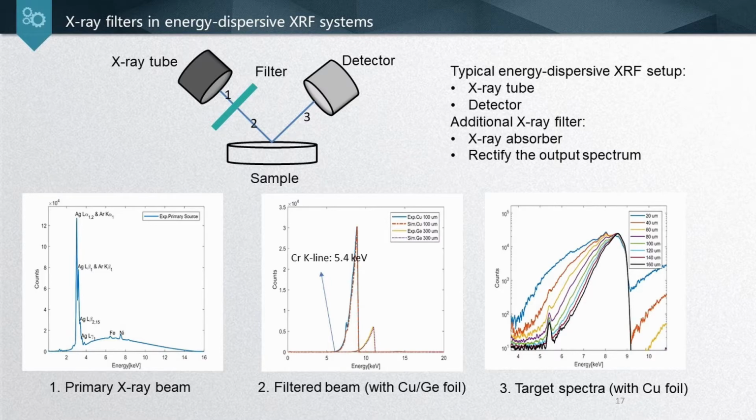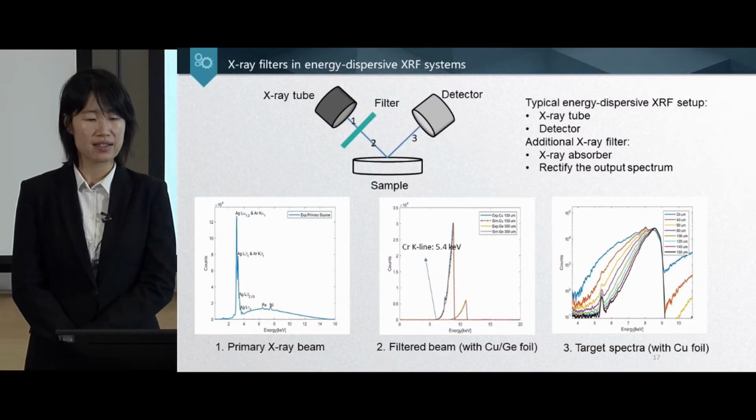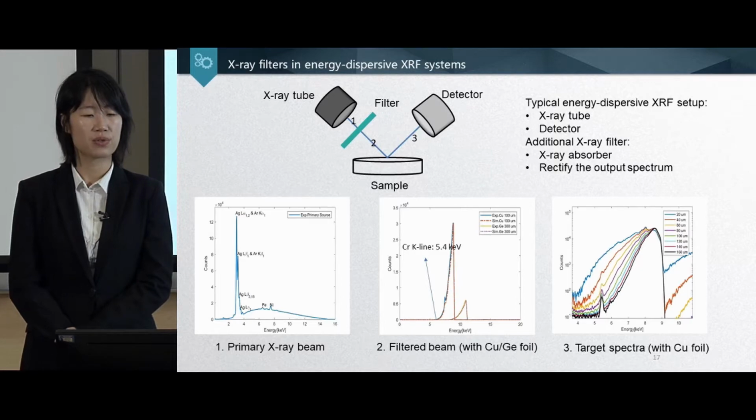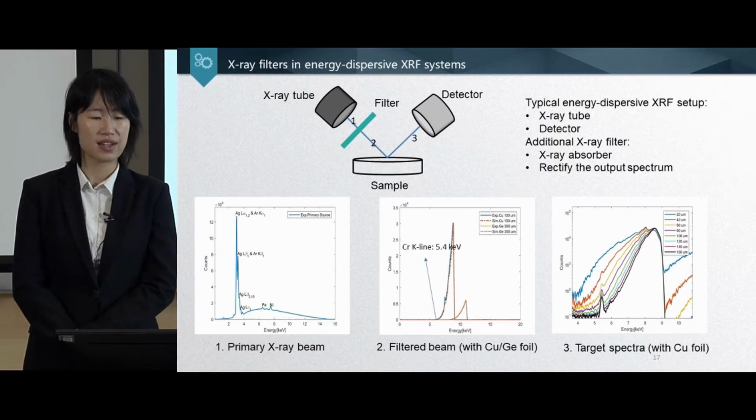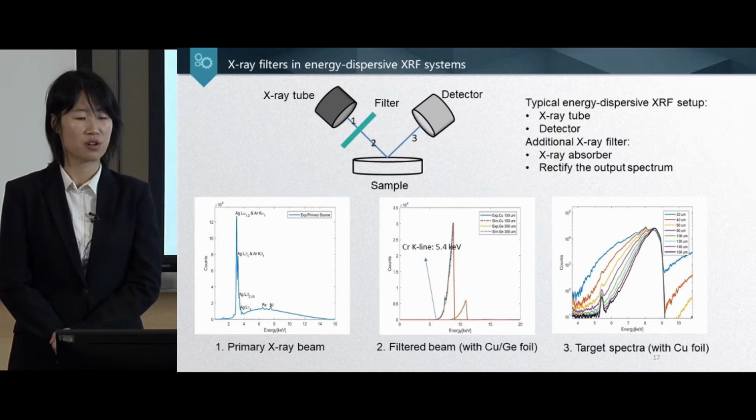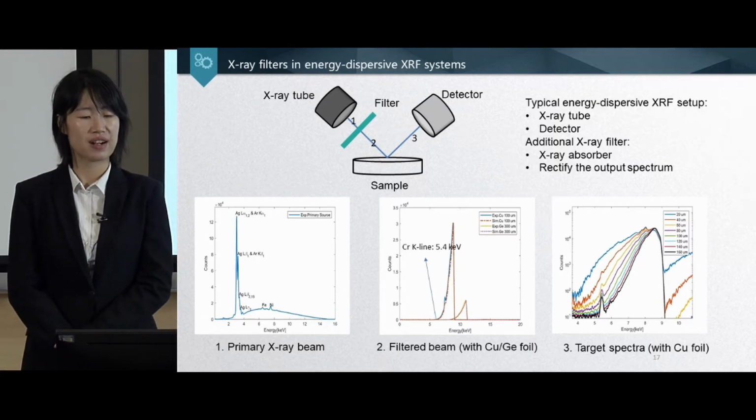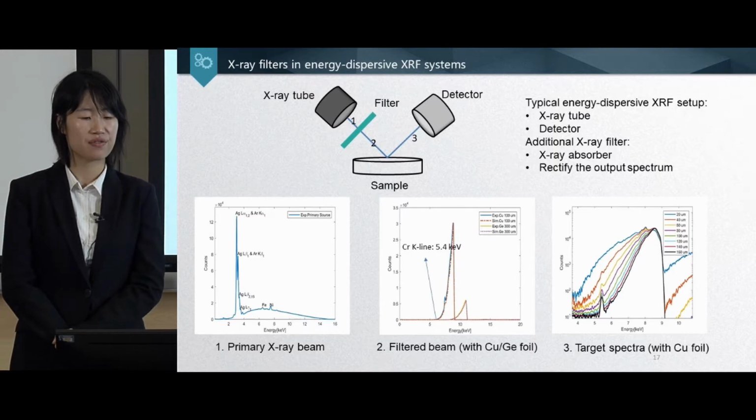As shown in Figure 1, the primary X-ray beam contains two parts, the continuous X-rays and the characteristic radiation, which comes from the target material in the X-ray tube. So by placing an X-ray filter between the X-ray tube and the sample, it acts as an X-ray absorber, and it removes the photons with low energies, and also it rectifies the output spectrum as shown in Figure 2.